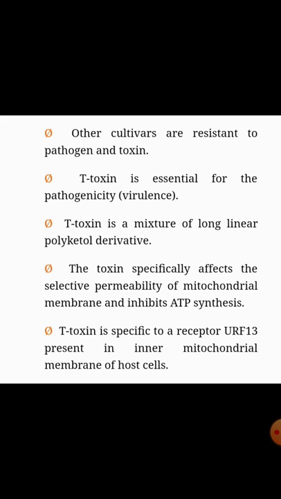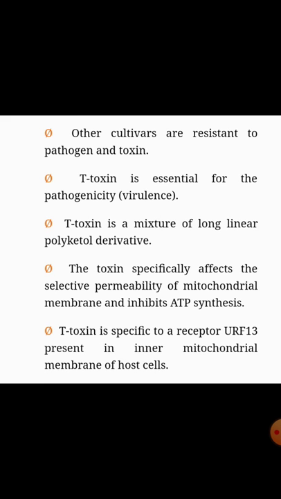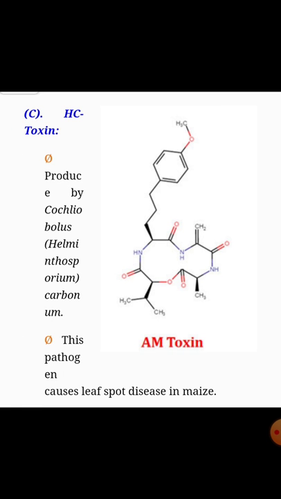Then the toxins specifically affect the selective permeability of the mitochondrial membrane and inhibit ATP synthesis, as I have already discussed in the last diagram, how the toxins create pores in the mitochondrial membrane and cause leakage of small molecules and subsequently inhibit ATP synthesis. The toxin is specific to a receptor. The receptor of this toxin is URF13, present in the inner mitochondrial membrane of the host cell.